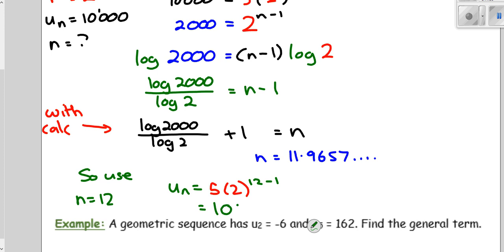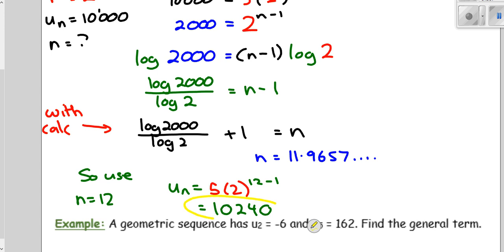Oh, just 240, sorry. So you rounded up to 12, you didn't bother to go to 11. Yeah, exactly. Because if you plugged in 11, then you'll probably get a number less than 10,000. And if you're not sure, try to plug in 11, and you'll probably find you get 9,000 something or 8,000 something. And the question says, what's the first term that exceeds 10,000?